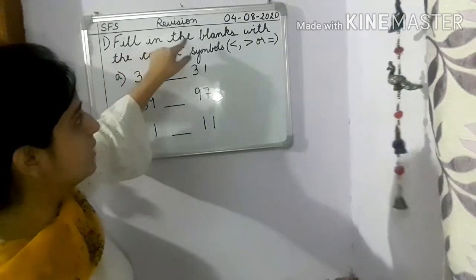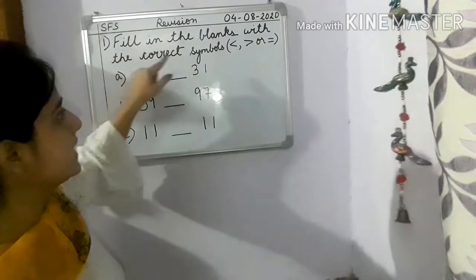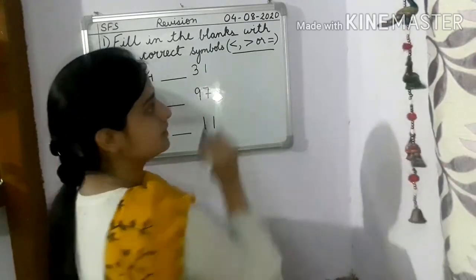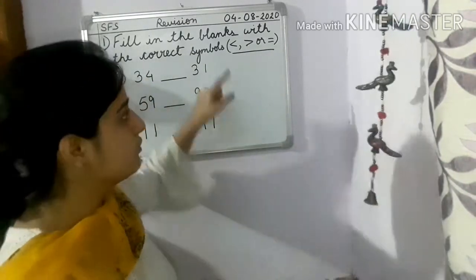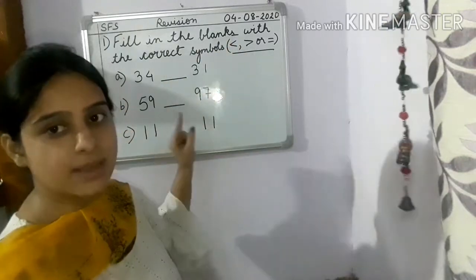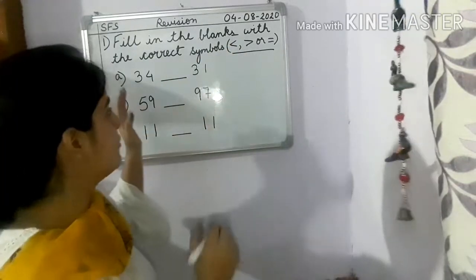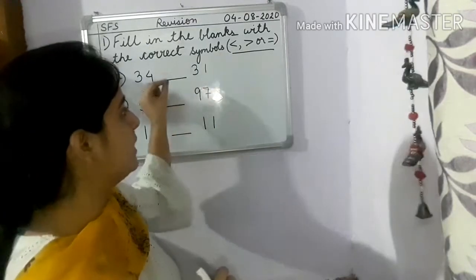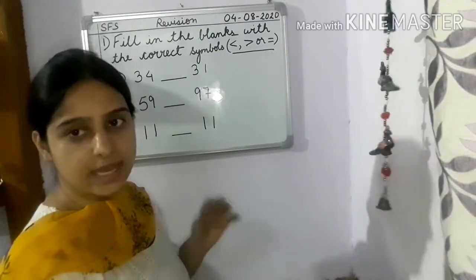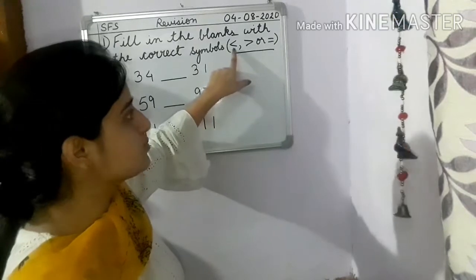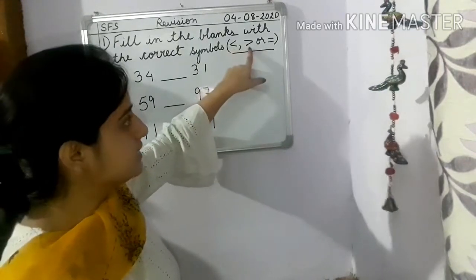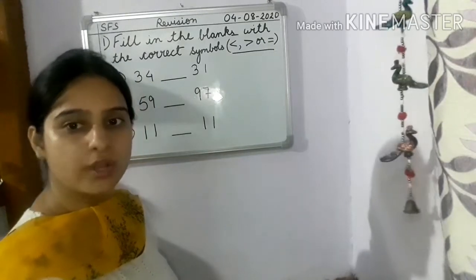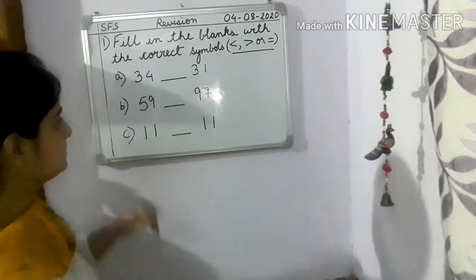Fill in the blanks with the correct symbol. You can see here the symbols. There are three symbols, children. We have to use the correct symbol here. So we are going to compare two numbers and we will put the correct symbol in the blank. The first one is smaller than symbol, greater than symbol and equal to. So let's start, children.